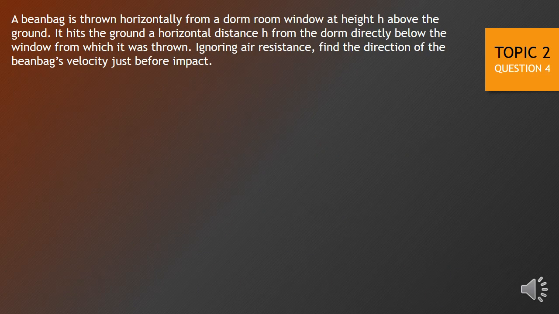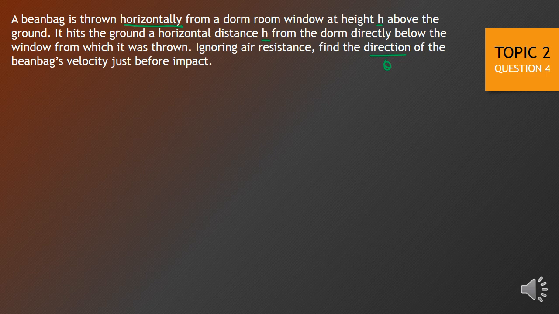Now we are on the fourth question for topic 2. A beanbag is thrown horizontally from a dorm room window at height h above the ground. It hits the ground a horizontal distance h from the dorm directly below the window from which it was thrown. Ignoring air resistance, find the direction of the beanbag velocity just before impact. So we want to find the direction theta. We have the horizontal h, we have the height h. We know that this is a horizontal projectile because it says it's thrown horizontally.